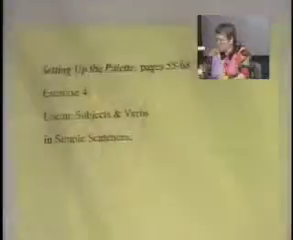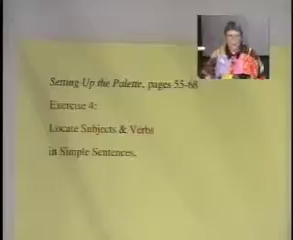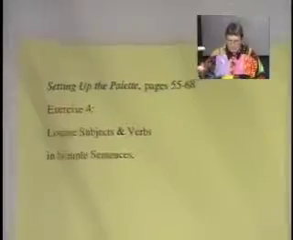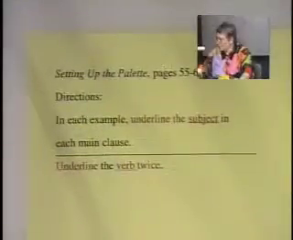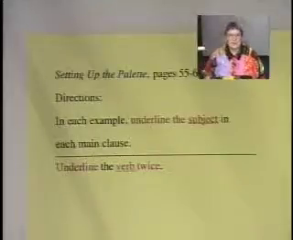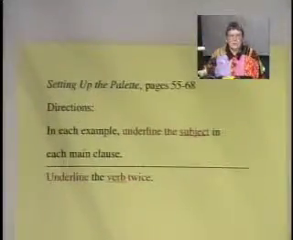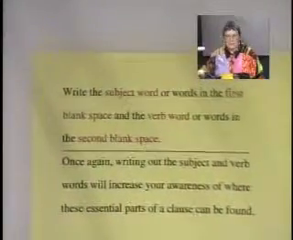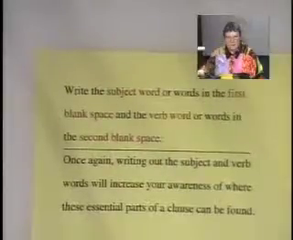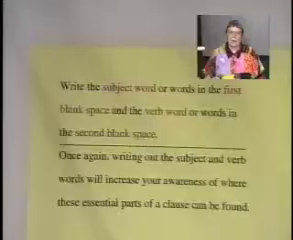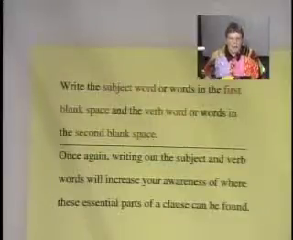So we're going to go back to exercise 4, and very quickly, I'm going to review for you what the directions asked us to do. The objective here on page 55 was to locate subjects and verbs in simple sentences. And the idea was you had nothing as a given here. You were underlining the subject once. In each main clause, you were underlining each verb twice. And then you were writing out the subject word or words in the first blank space, the verb word or words in the second blank space, remembering that writing out subject and verb words is automatically going to increase your accuracy and your awareness of where those parts of a clause can be found.